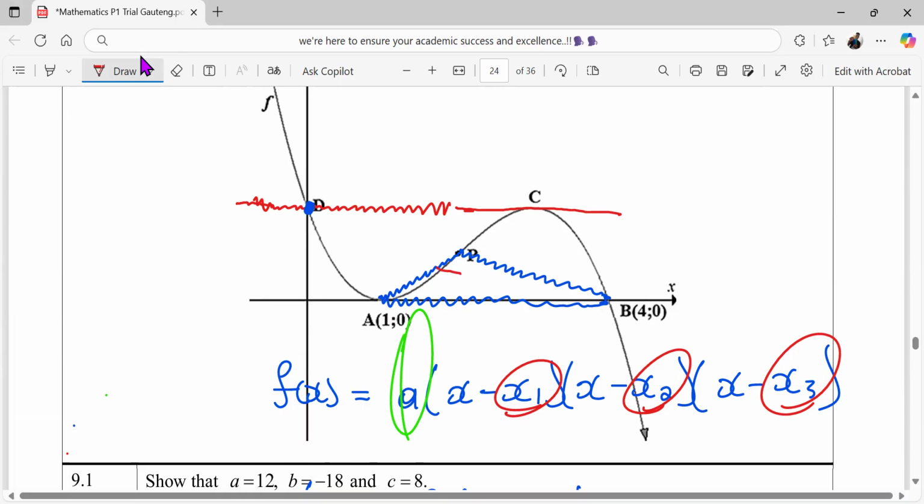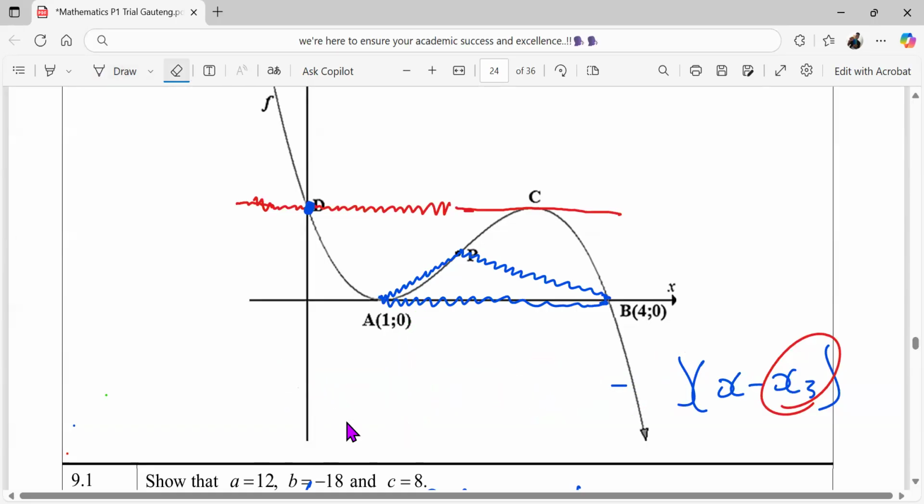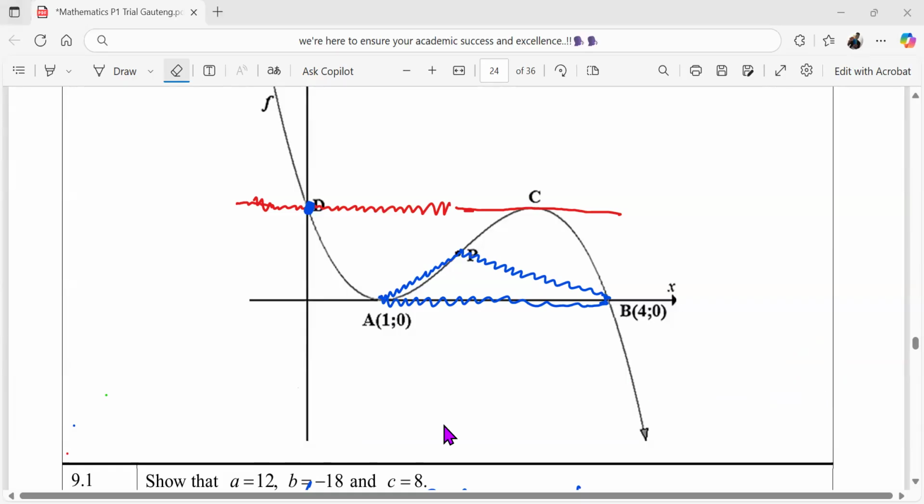This angle, it is not clear whether it's 90 degrees or not. And since we are not given that it's 90, we must assume that it's not 90. Very important. In other words, we treat it as if it's any angle other than 90 degrees. So then how can we get the area of this triangle?